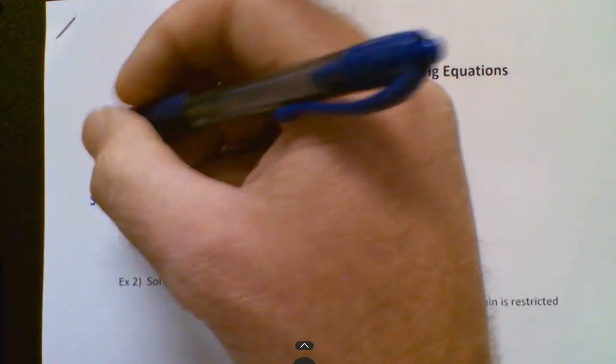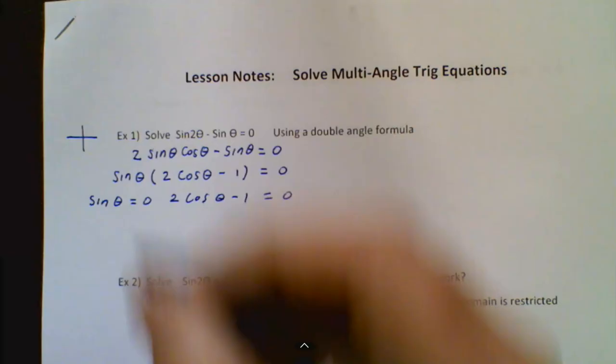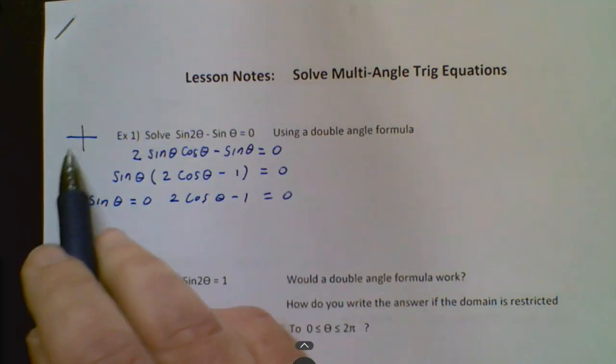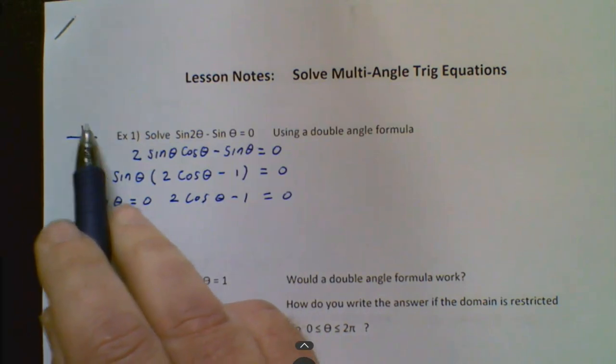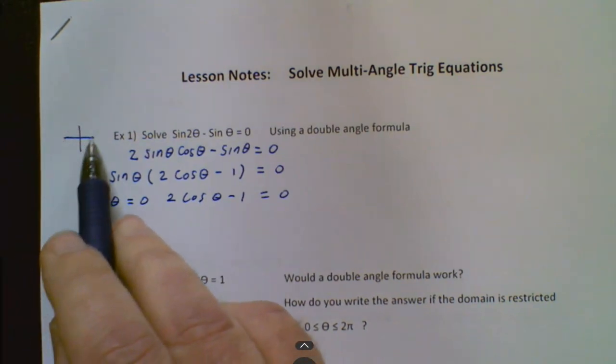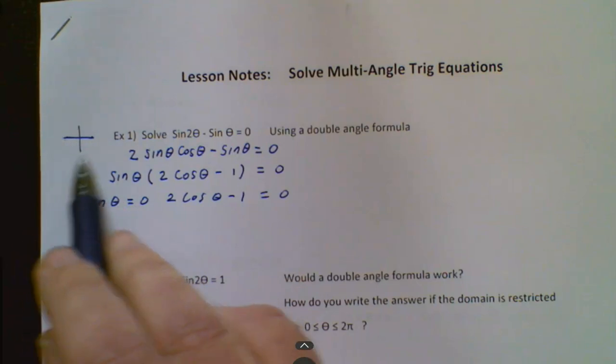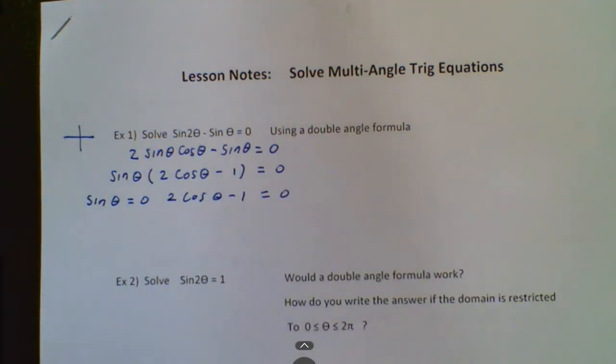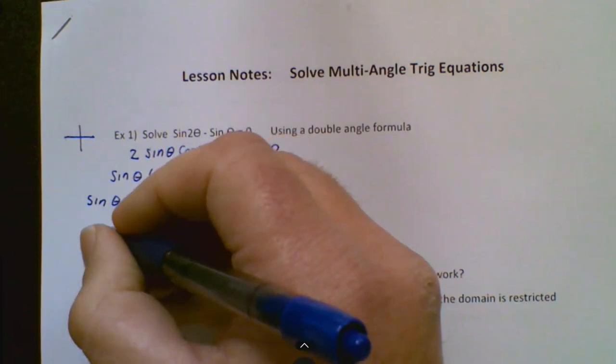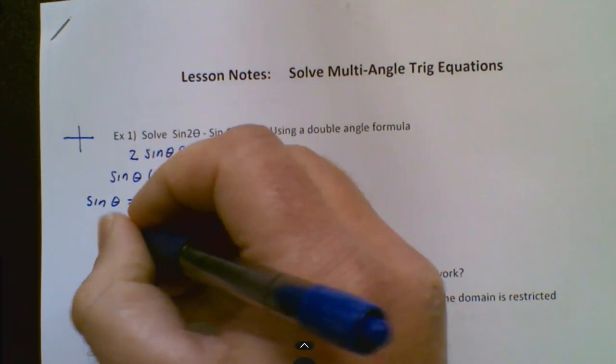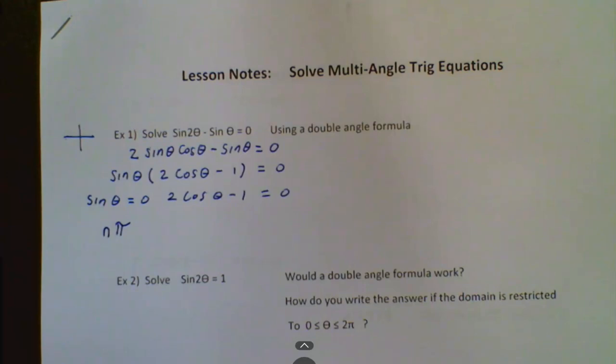Well, if you just think of our basic unit circle here, where our sine value is 0, it would be at 0, and then pi, and then 2 pi, and then 3 pi, and then 4 pi, on and on and on. In other words, it's occurring every pi. So generally, we can just say it's n pi. Notice there's no domain restriction on this, so we're seeing these as they go on forever.